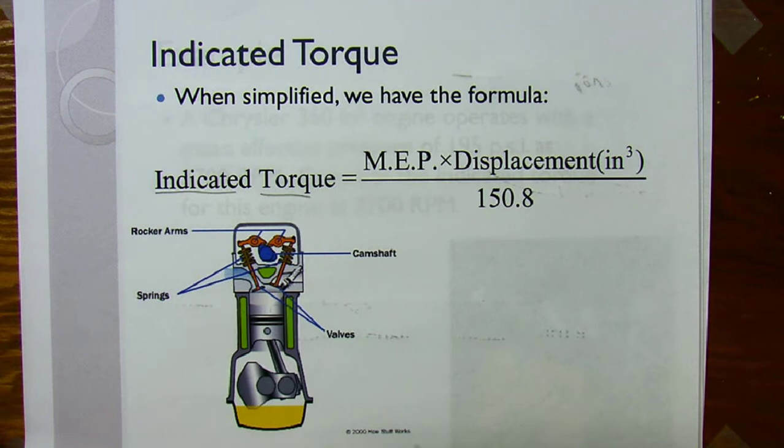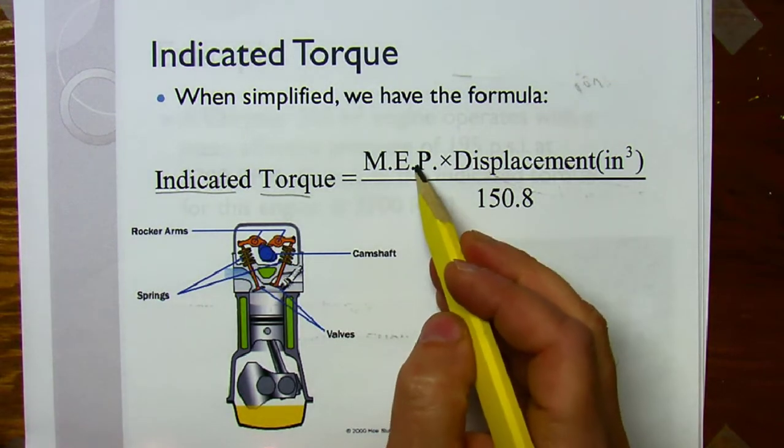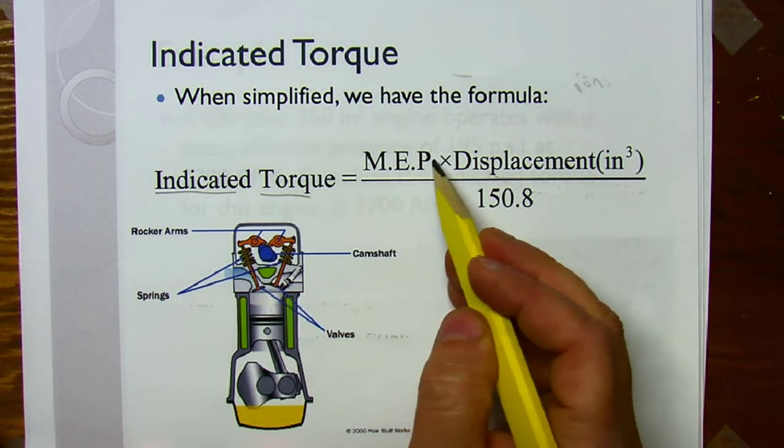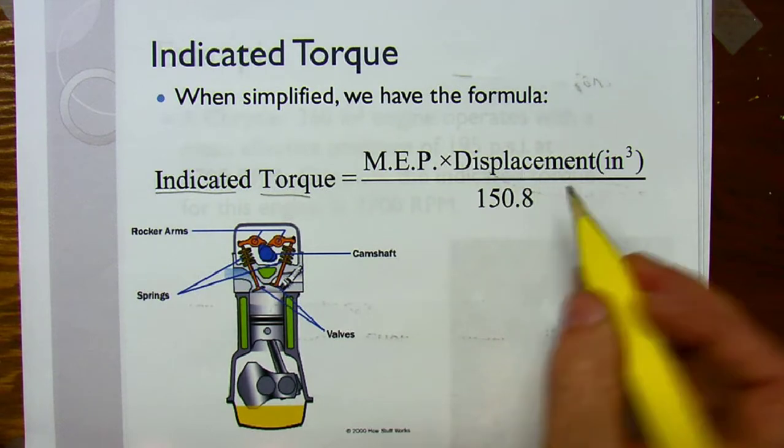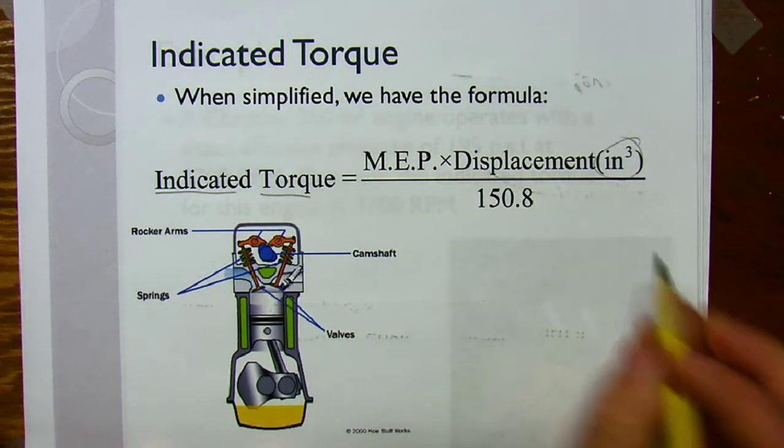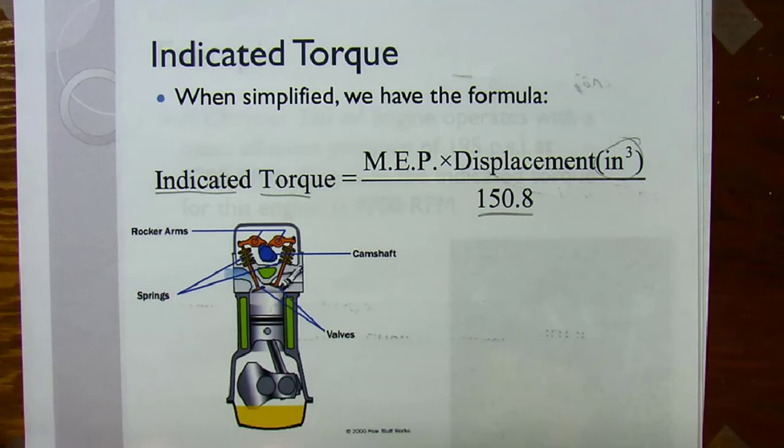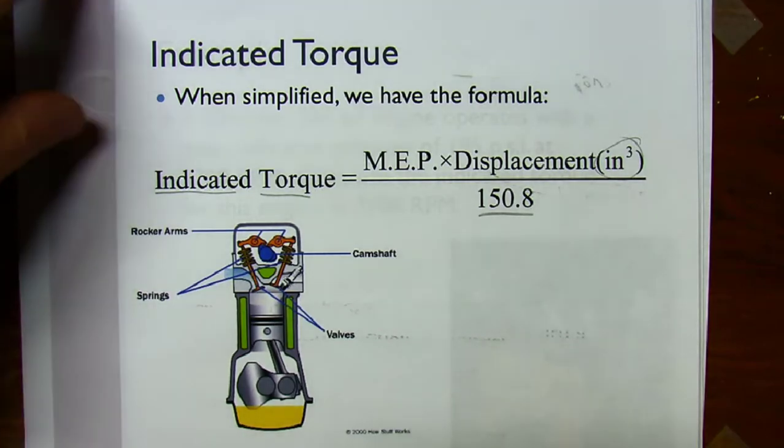That is found by this simple formula. You take your pressure, MEP, times the displacement of the engine, that needs to be in cubic inches, and you divide by 150.8. That's it. It's that simple. Let's do an example.